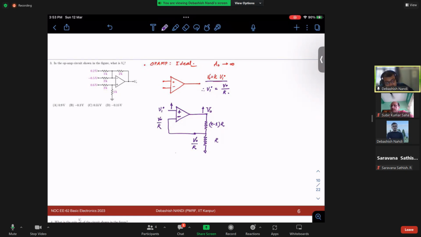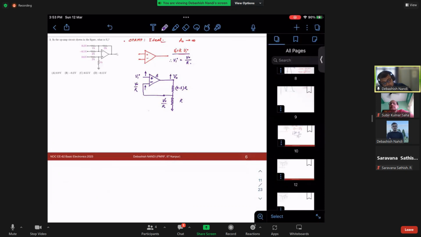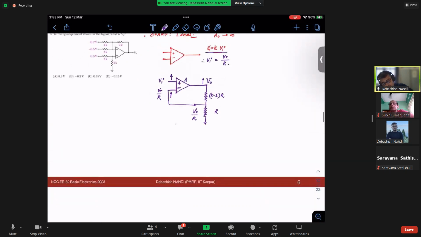So if you have any excursion here, this value will also increase, and this will try to pull your output down and fix it at a particular value, right? This is how your device works. Now let's say this has a gain of A, right? So what will happen? Your V out will be nothing but A times Vi minus V naught by K.